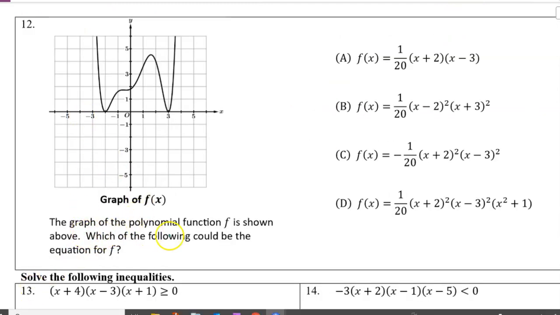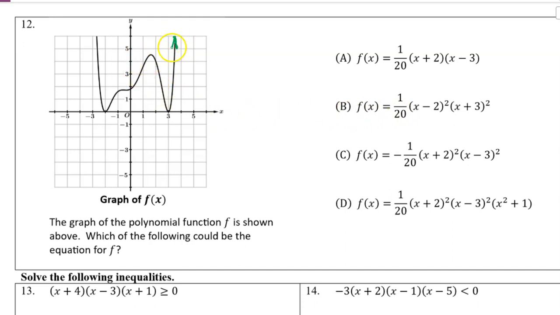Number 12 is similar. The graph of the polynomial function f is shown above. Which of the following could be the equation for f? So we can tell that this graph has a positive leading coefficient because the end behavior on the right is positive infinity. So based on that alone, we can eliminate C.